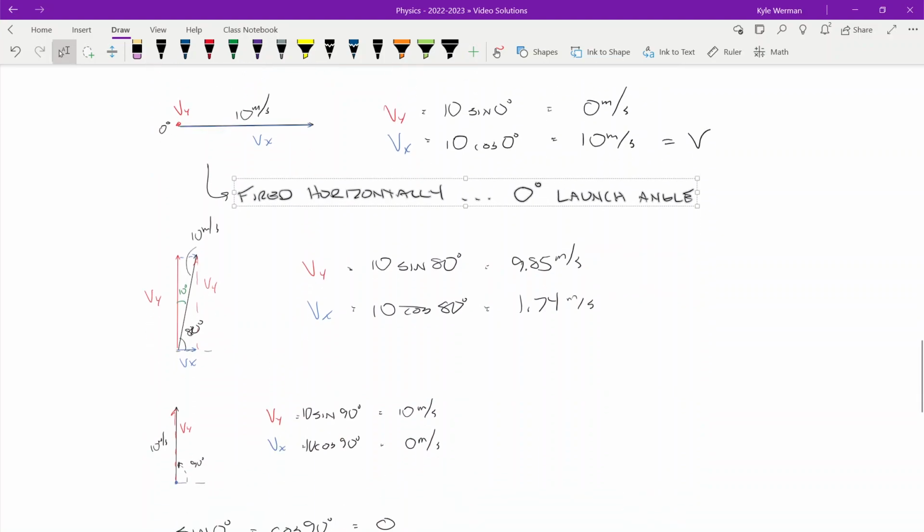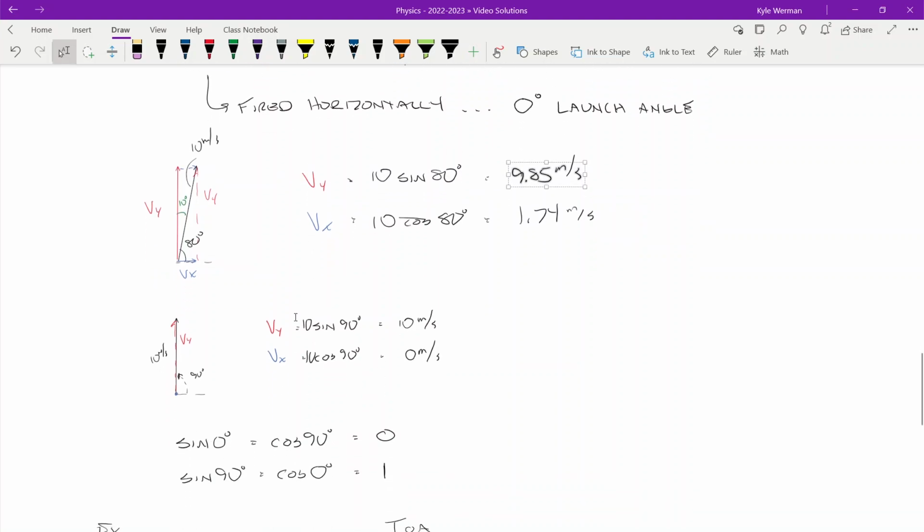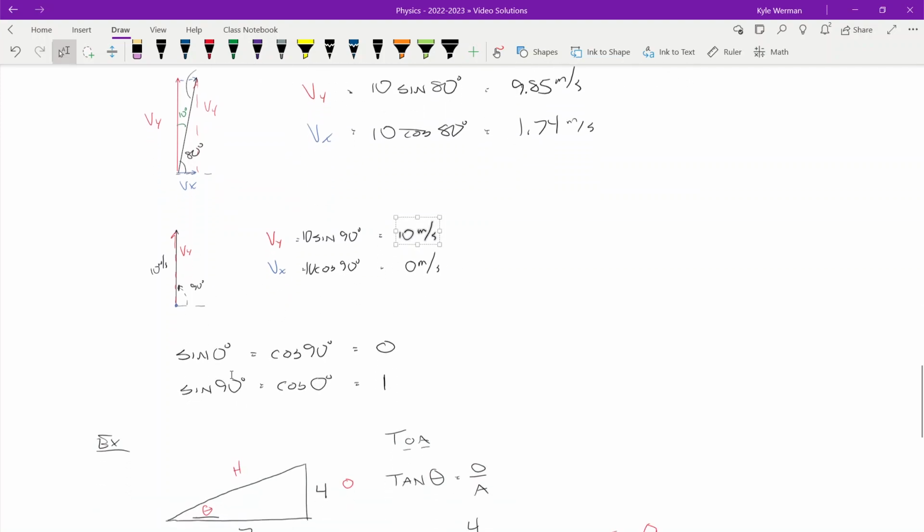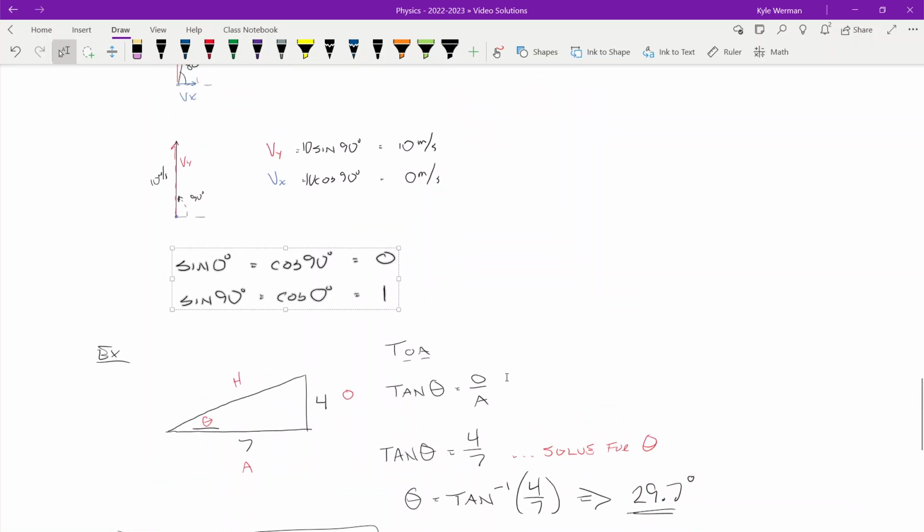Now, sometimes the angle is actually really big. At 80 degrees, right, you get almost all of it in the y. And at 90 degrees, the sine of 90 is actually 1. And so I get all of the velocity in the y direction at 90 degrees, where I'm firing it straight up and down. Right, so these are some trig identities that you'll recognize. Sine of 0 is the same as cosine of 90, which is 0. Sine of 90 and cosine of 0 is 1. Your calculator will spit that out, and you're good to go.